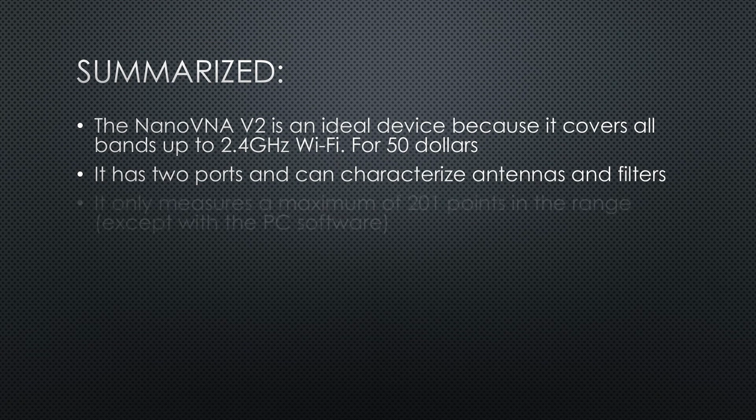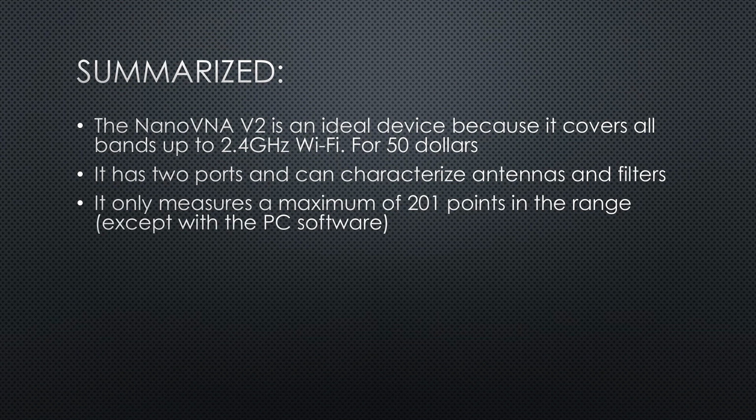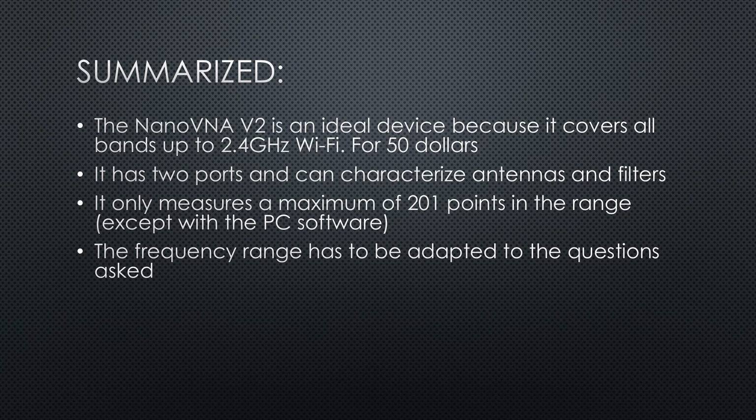It is critical to know that it only measures a maximum of 201 points in the range. Only with a PC software you can extend this number. So it is necessary to adapt the frequency range to the questions you want to answer. For a quick antenna check, the full range up to 2.5 GHz is good enough. If you want to characterize a filter, you have to use smaller frequency ranges.